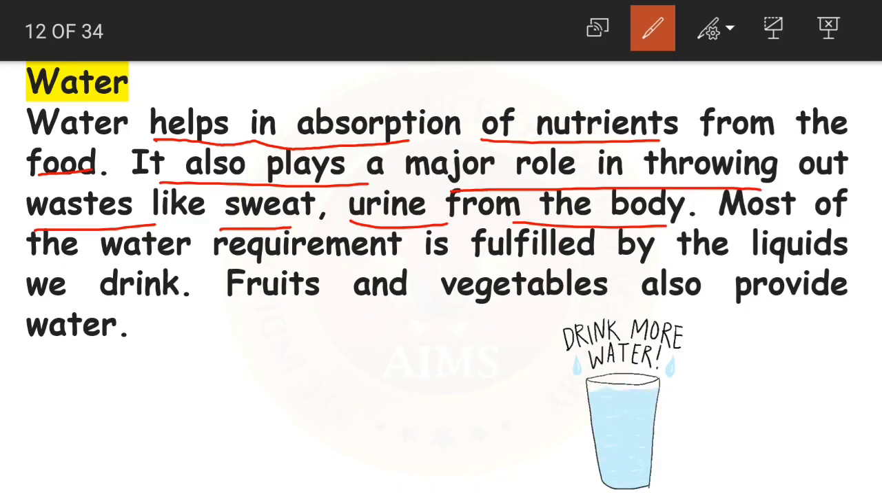Most of the water requirement is fulfilled by the liquids we drink. So we take water in the water form, and we also take it in any other liquid form. Suppose milk, again milk also contains water. Fruit juices also contain water. So water can be taken in any form here. Fruits and vegetables also provide water.